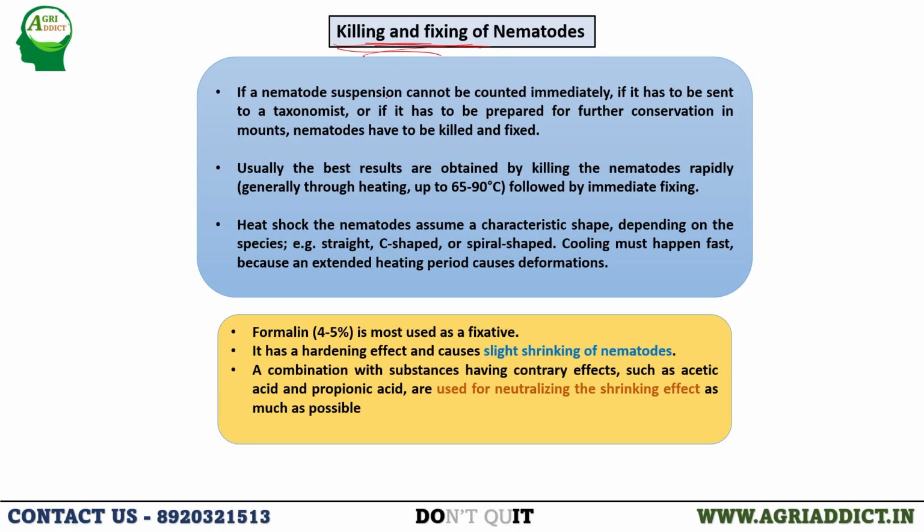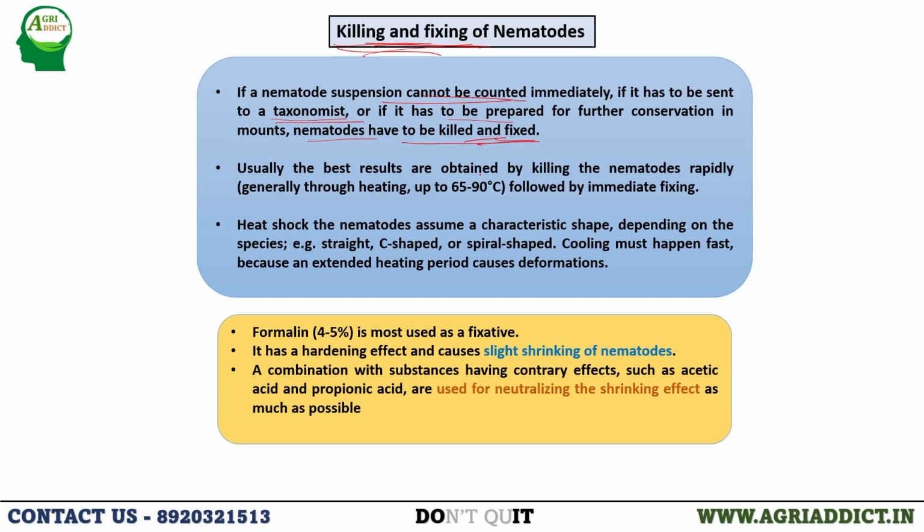If a nematode suspension cannot be counted immediately, then it has to be sent to a taxonomist for identification, or it can be prepared for conservation in permanent mounts, which are used for long-term storage and can be used for further studies. For preparation of permanent mounts, you have to kill the nematodes, and by using different fixative agents, the nematodes can be fixed on the slides.